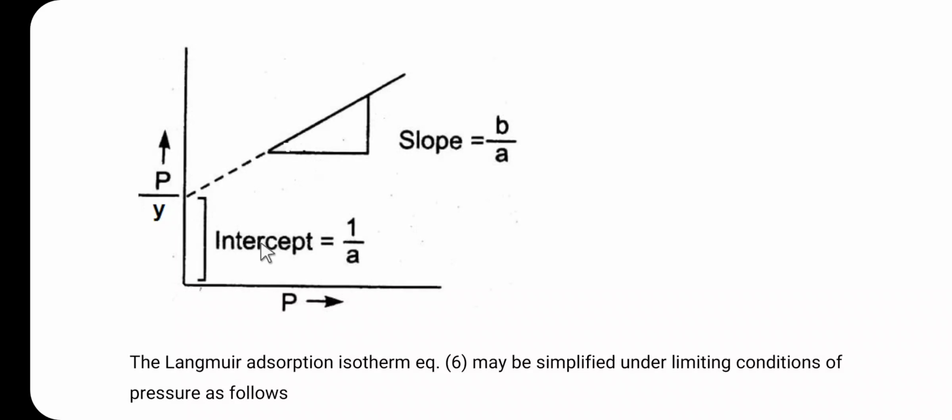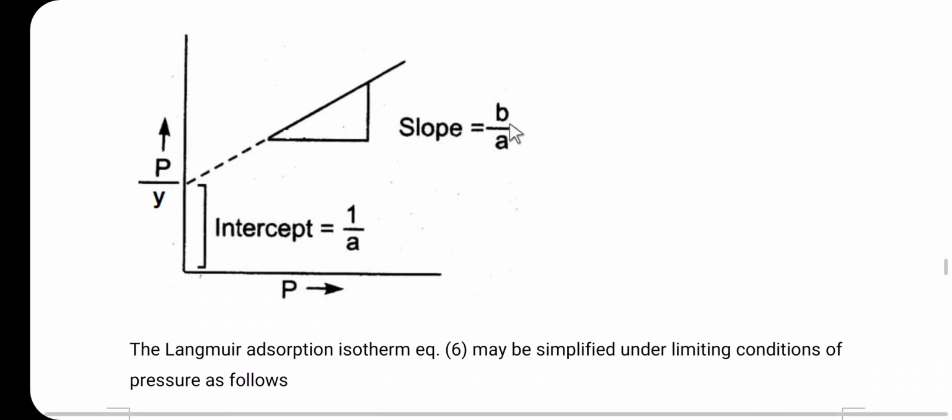By substituting the value of the intercept, we can find out the value of a. When we plot the graph of p upon y versus p, just substitute the value of the intercept, and we will get the value of a. The graph is a straight line, so determine the slope of the line. Already we have the value of a from the intercept. Substitute the value of the slope and a, and we can calculate the value of b. So a and b are the constants.